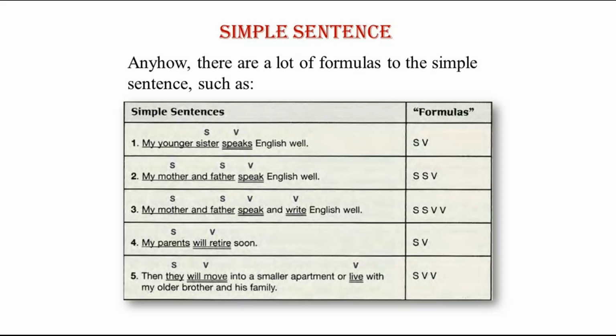The second example, my mother and father speak English well. Here we have two subjects, and that means we have one subject pair. My mother and father. We deal with them.